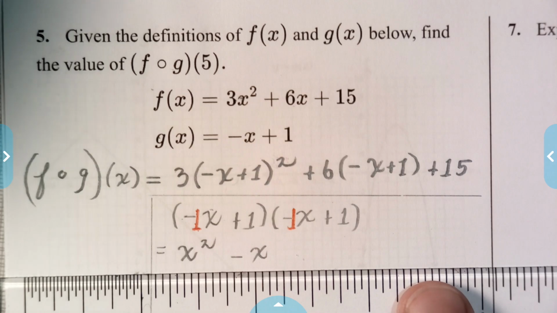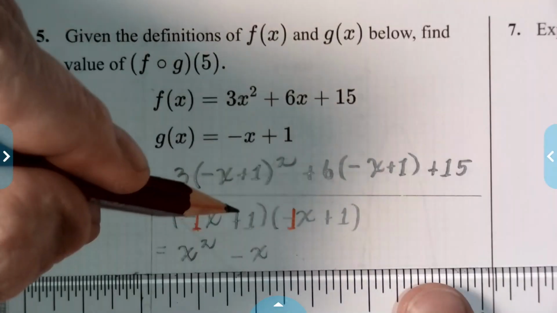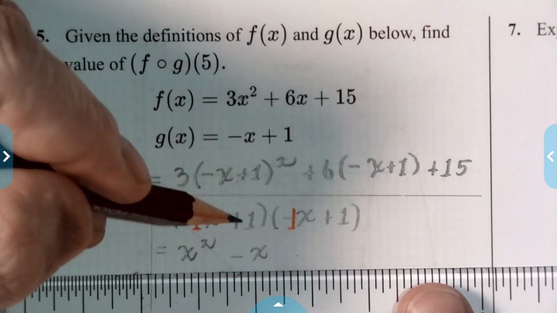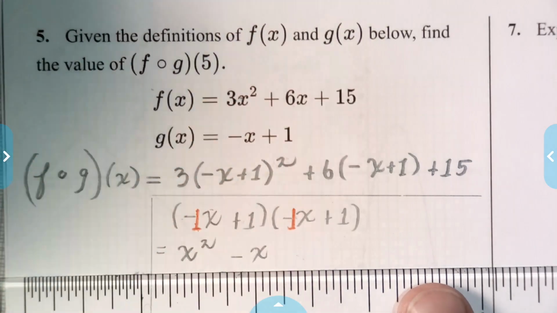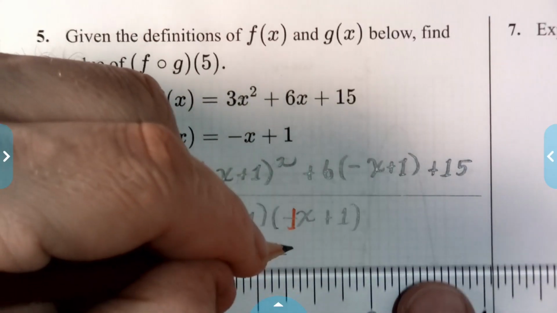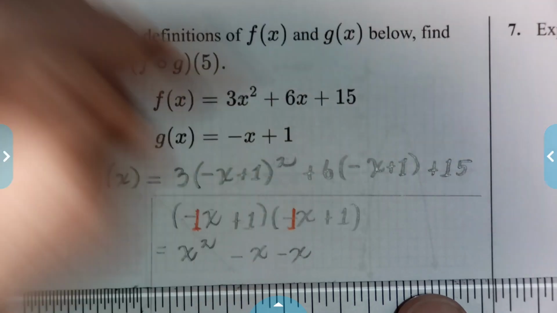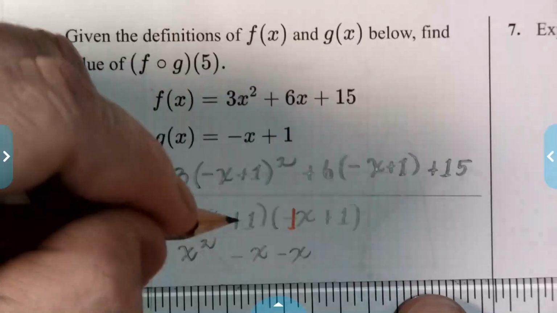And that would be the tardy bell. And then we have the inner, a positive 1 times negative 1x is negative x. And then we have 1 times 1 for last, which is plus 1.